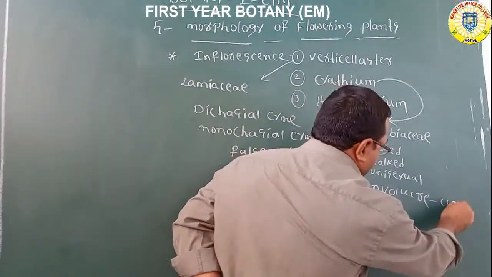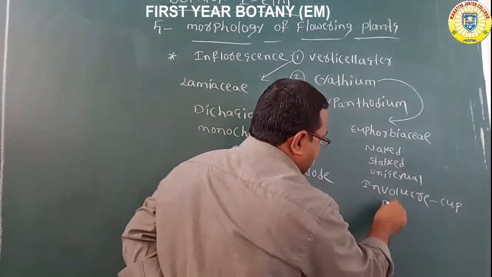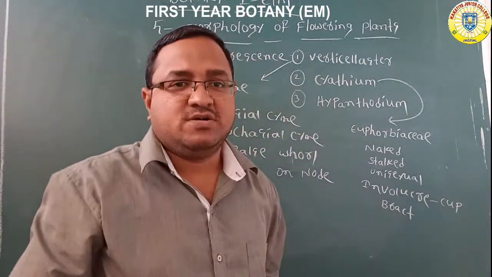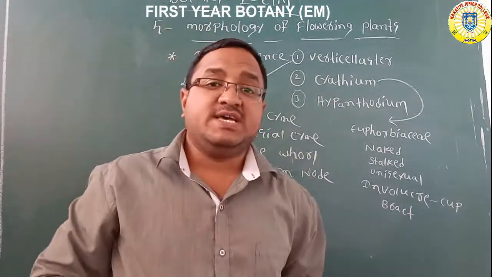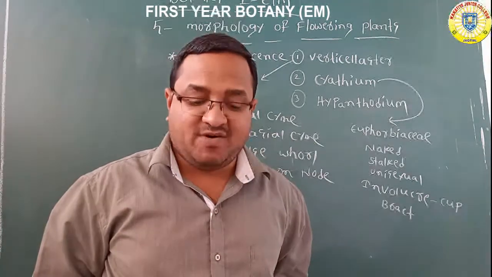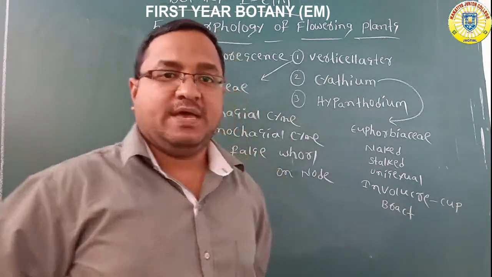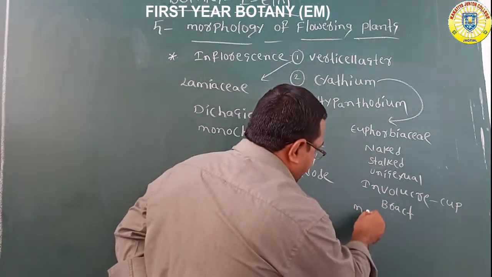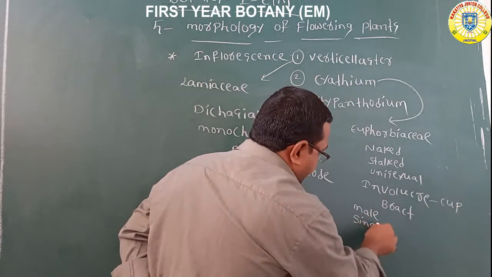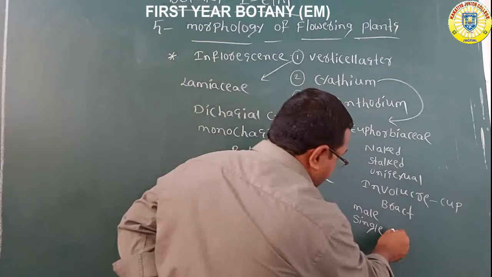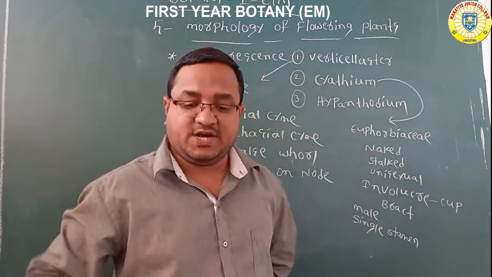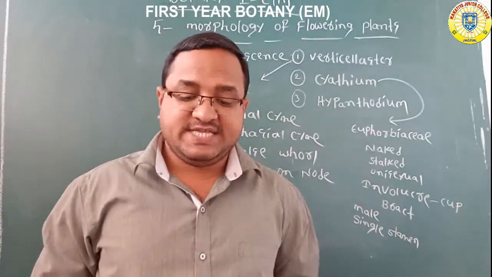Involucre means the cup-like involucre of the bract. Inside it, so many unisexual flowers are there. Many male flowers are there. Male flowers are represented by a single stamen. In it, many male flowers are represented by a single stamen.